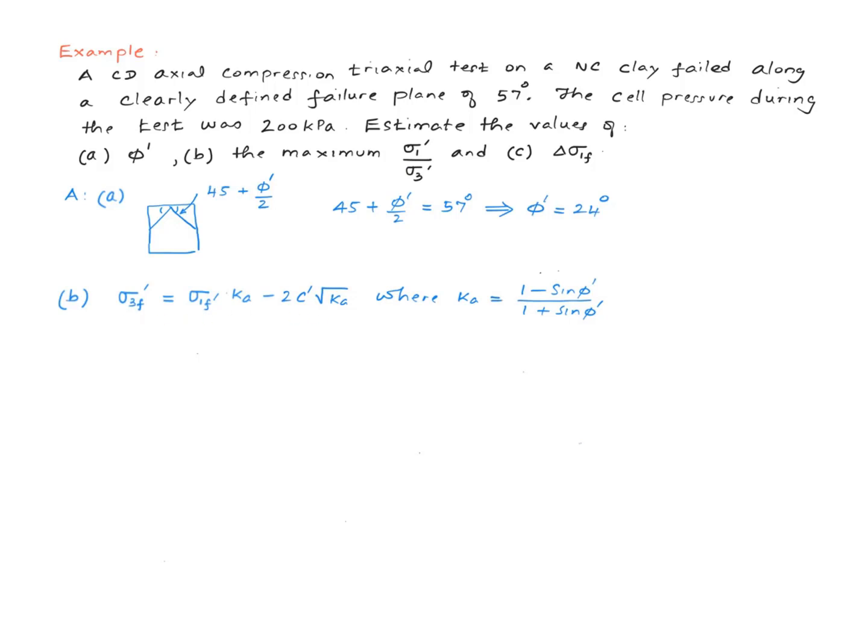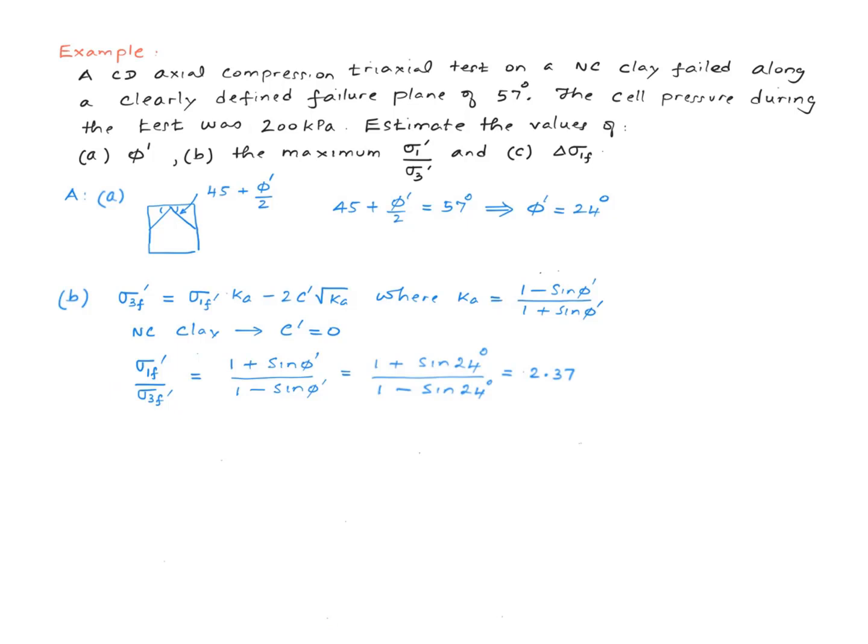So to solve the second part, I'm going to go back to another relationship we derived earlier, which relates the horizontal effective stress at failure to the vertical effective stress at failure, which is this equation right here, right? Where sigma 3f prime equals sigma 1f prime times Ka, where Ka is given by this equation, minus 2c prime times square root of Ka. This is a normally consolidated clay, and therefore c prime is 0. And therefore we get this expression for the ratio between sigma 1f prime and sigma 3f prime. So the maximum value obviously happens at failure, and that's what we need to find.